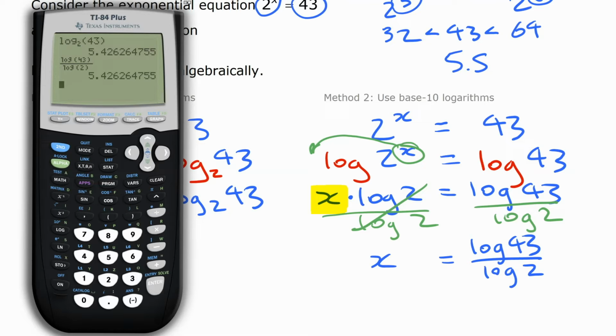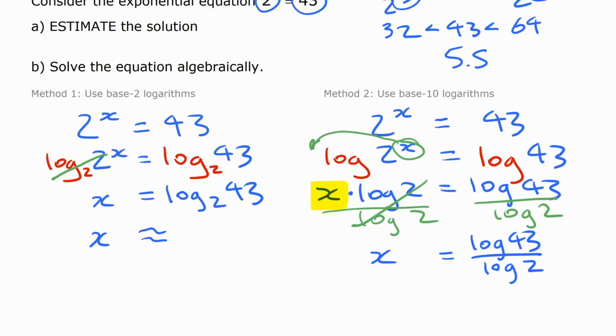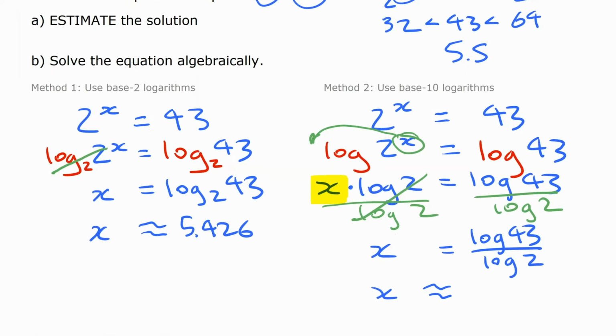Same solution. If you don't have a fraction expression on your calculator, you can still, of course, do it just by saying log 43 divided by, as long as you close that bracket, log 2, you'll get the same thing. All right, so we have approximately 5.426 or so in either case, right? I'm going to say approximately, right?